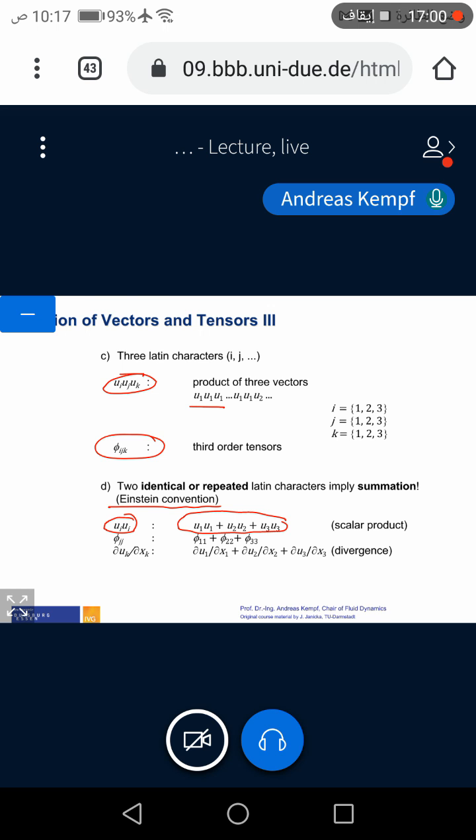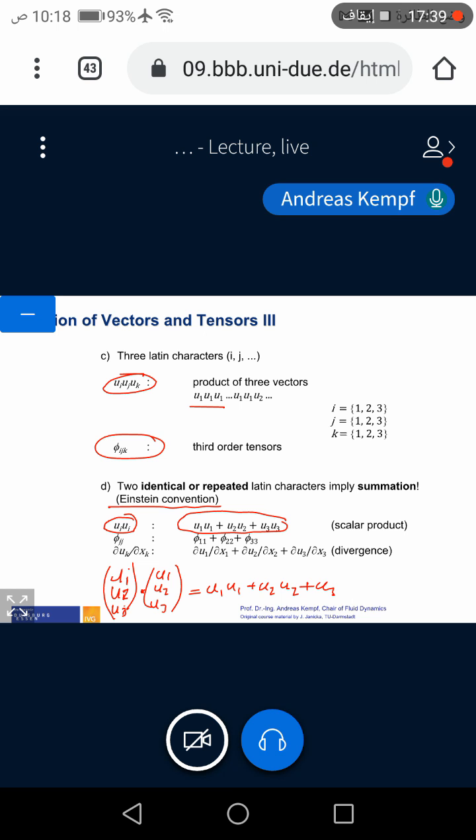U1, U1 plus U2, U2 plus U3, U3. And if you write this down in a classical format, this would be u_i times u_i, with i running over 1, 2, 3, giving us the dot product U1, U1 plus U2, U2 plus U3, U3. So this would be the dot product of these vectors.